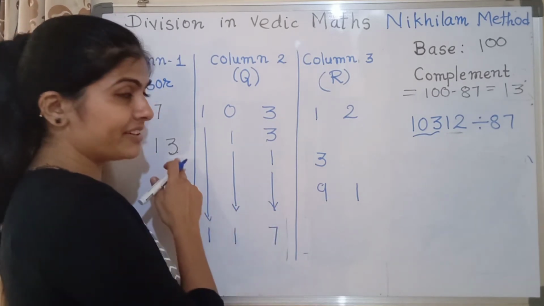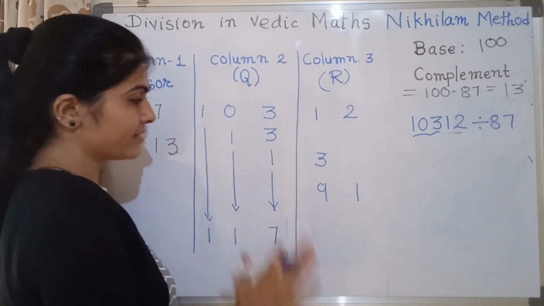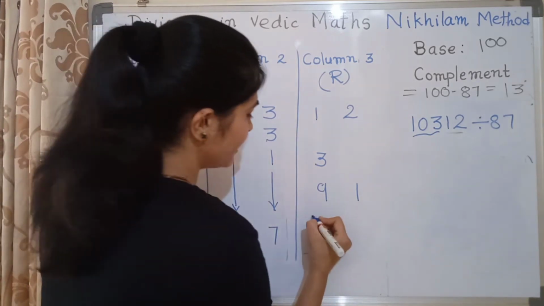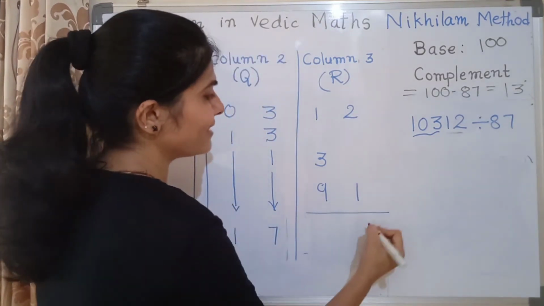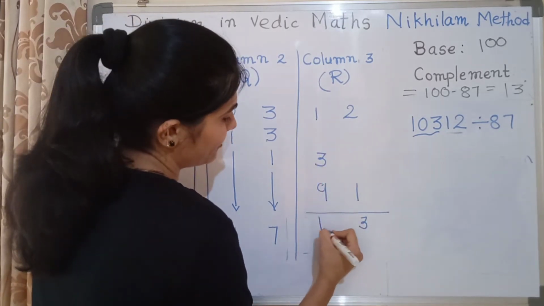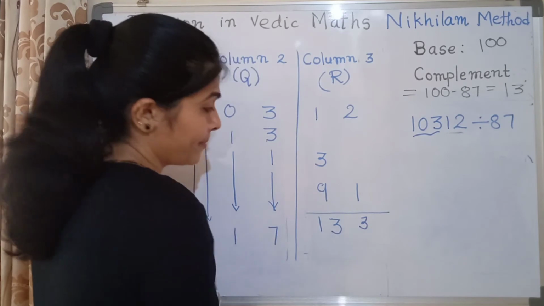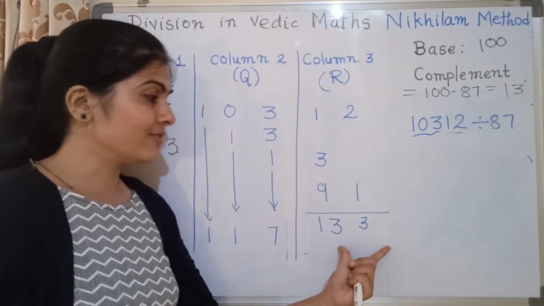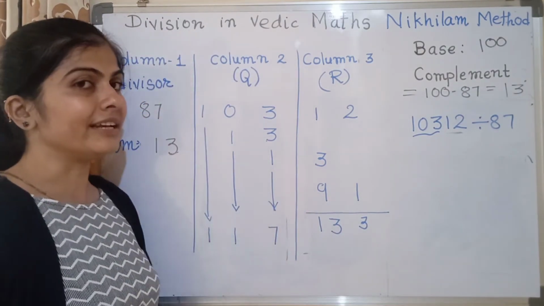Why? Because we already multiplied this quotient with this divisor, right? With this complement. Now what we should do is, we should add this remainder. This is 3 and this is 1 plus 3 plus 9, which is 13, right? Now as you can check, this 133 is greater than 87.